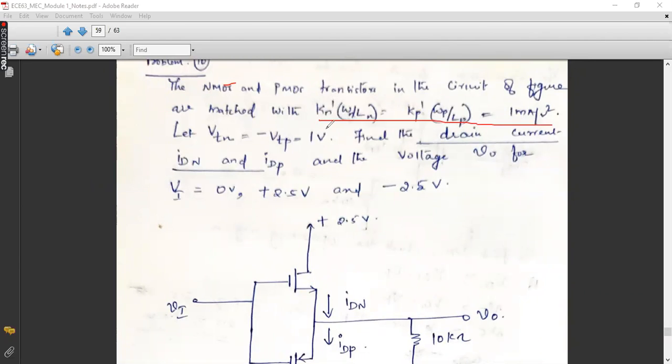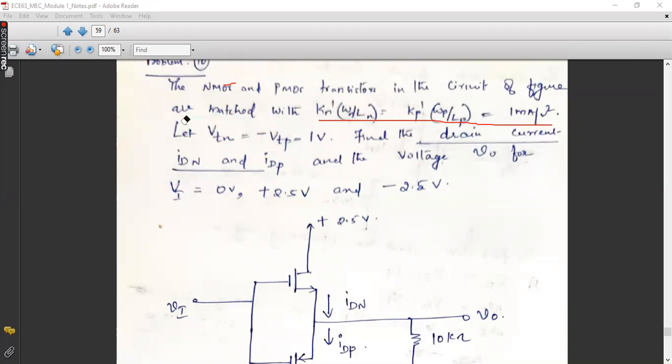That is why it specifically mentions Kn dash Wn by Ln, which is for NMOS, and Kp dash Wp by Lp, both being 1 milliampere per volt square. So these are perfectly matched transistors. Why? Because the product of the process constant and the W by L aspect ratio for both transistors is the same, 1 milliampere per volt square. At the same time, the threshold voltage magnitude is also the same. The only difference is for NMOS it is positive 1 volt, and for PMOS it is negative 1 volt. So VTN is equal to negative VTP, equal to 1 volt.